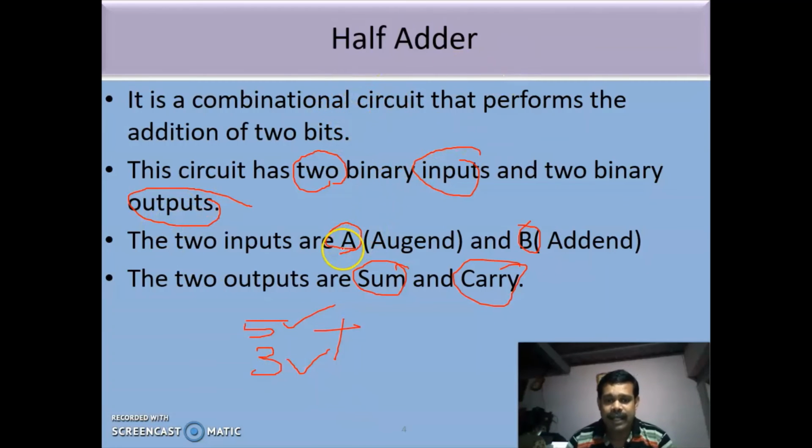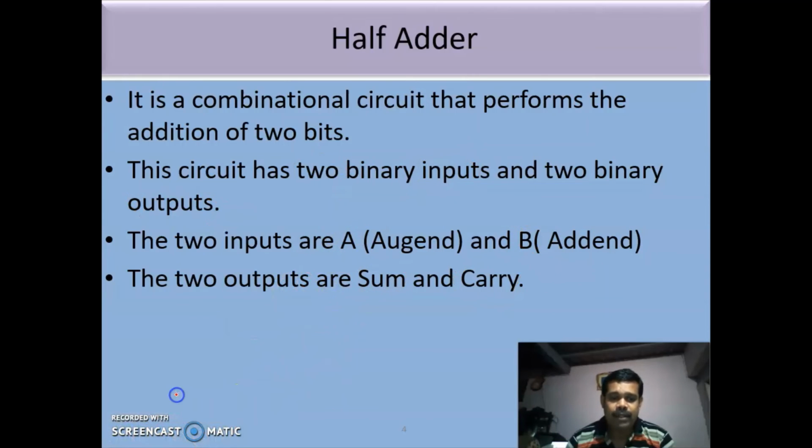Similarly, this half adder will add two input bits. A is the augend and B is the addend. It has two outputs, sum and carry, and two inputs, A and B. It is a combinational circuit that performs the addition of two bits, with two inputs A and B and two outputs sum and carry.